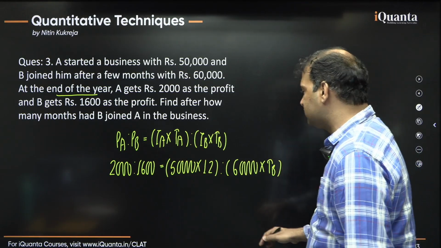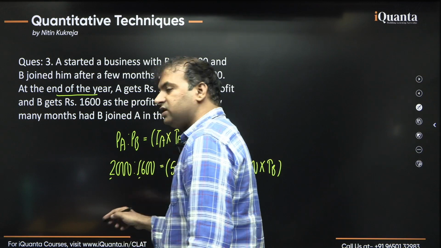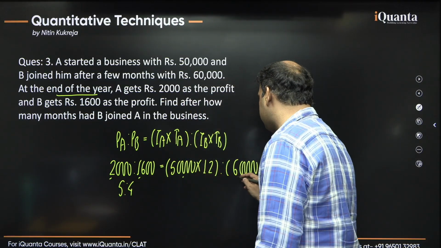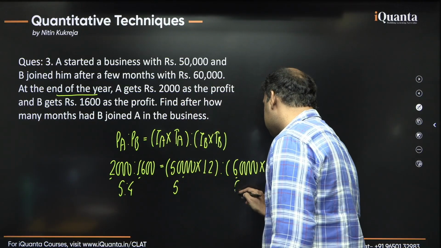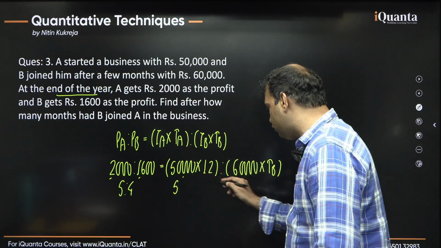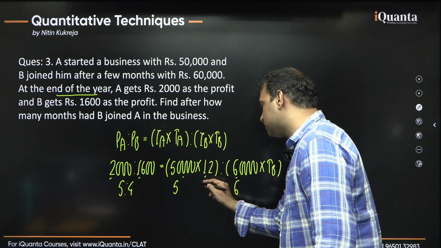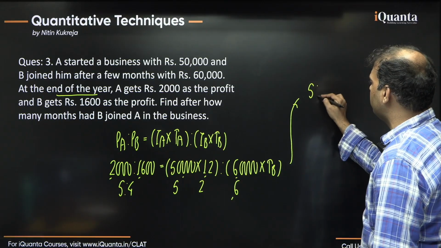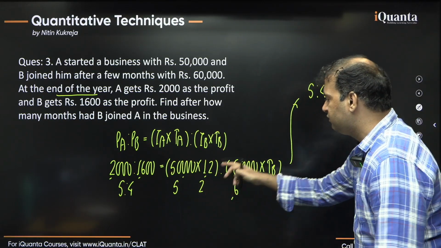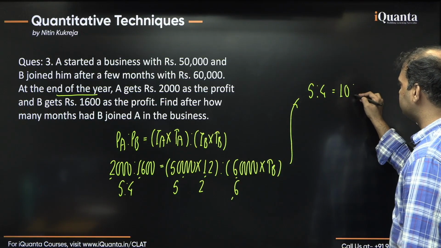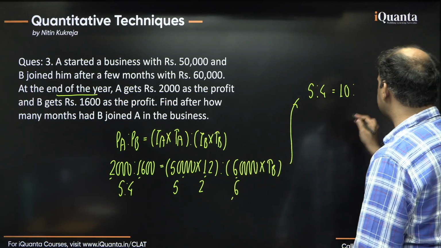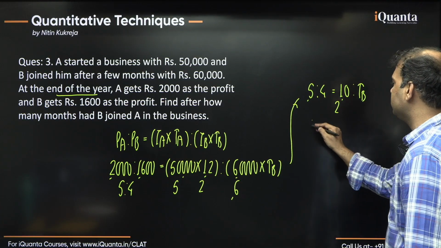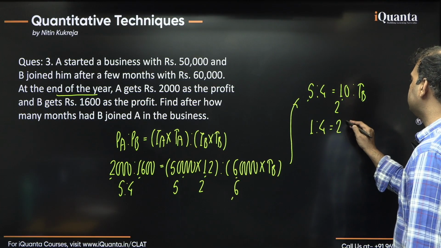Okay, and then what next, guys? See, 2,000 and 1,600 divided by 400, this should be 5:4. Okay, 50,000 and 60,000 divided by 10,000, this is 5 and this is 6, right? And one more thing, guys, 12 can be simplified by 6, so this must be 2. Okay, so in the end what shall we have? We'll say we have 5:4 is equal to what? 5 into 2, which is 10, all right, is to what? Is to 6 got cancelled, is to only TB, right? And this 5 will get cancelled with this 2, all right? So 1:4 is equal to basically 2:TB, right?